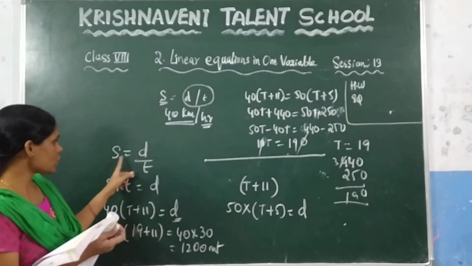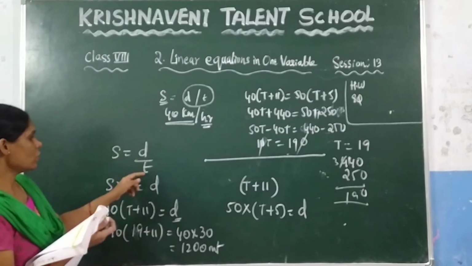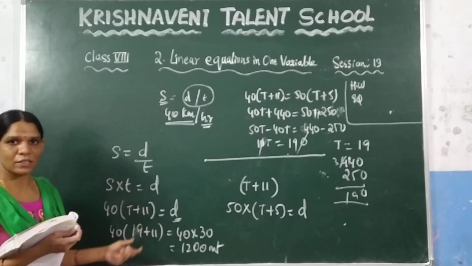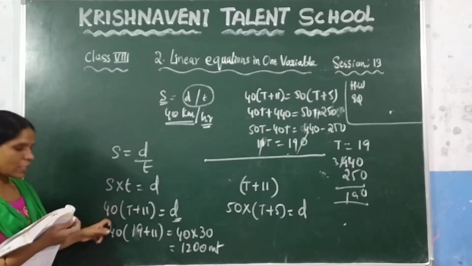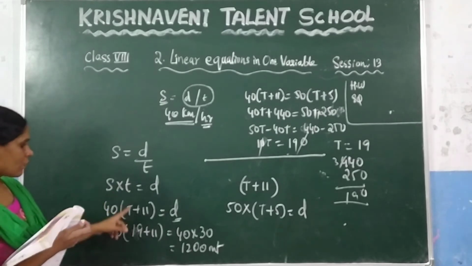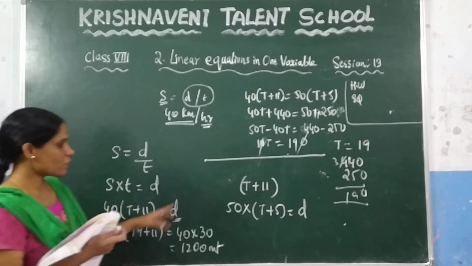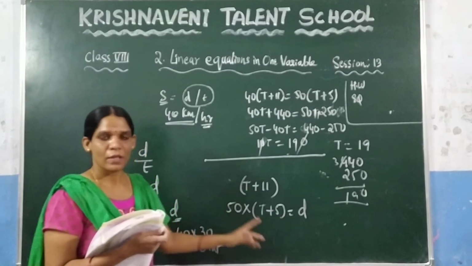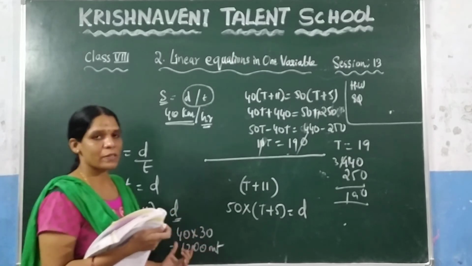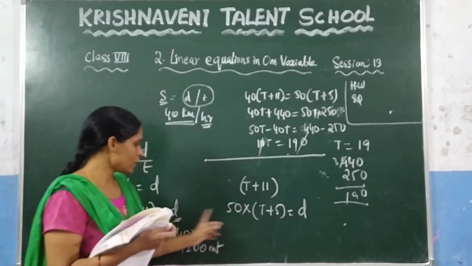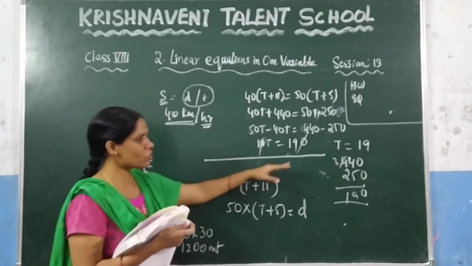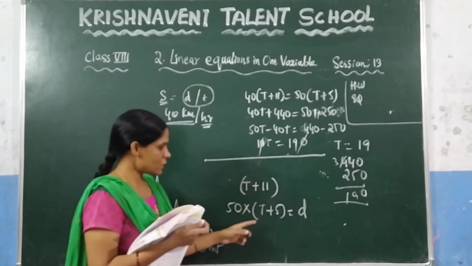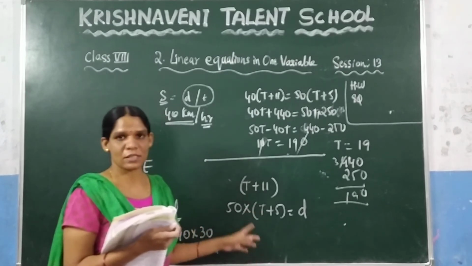You know that speed is equal to distance by time. So how do you find the distance? If you multiply the speed with the time, you will get the distance. If the speed is 40 kilometers per hour, the time is t plus 11, and if the speed is 50 kilometers per hour, the time is t plus 5. Since the distance travelled by the train is the same, equate these two values. After equating, we get t as 19. Now substitute this t value to get the distance travelled by the train.